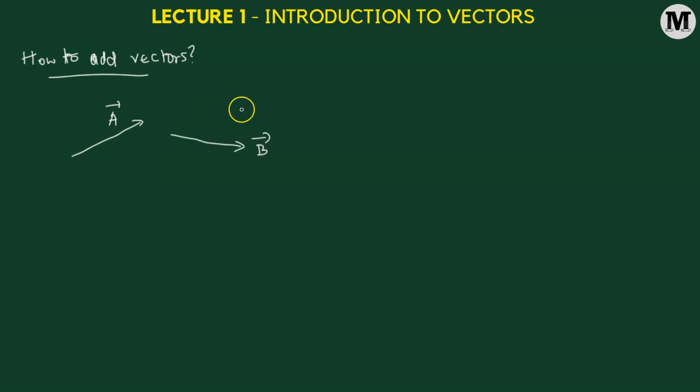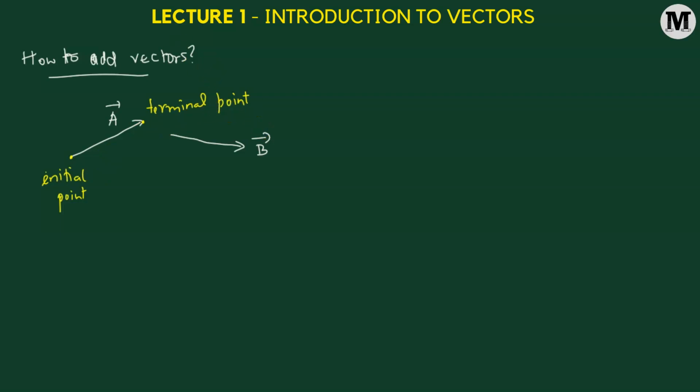Now to add vectors, we have to understand two terminologies. This is the starting point of the vector. The starting point of a vector is referred to as the initial point. And where we have the arrow, the end of the arrow point, this point is going to be referred to as the terminal point. That's the end of the vector. So every vector has these two points, the starting point, which is the initial point, and the terminal point.